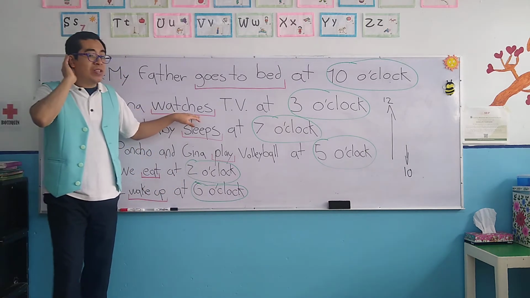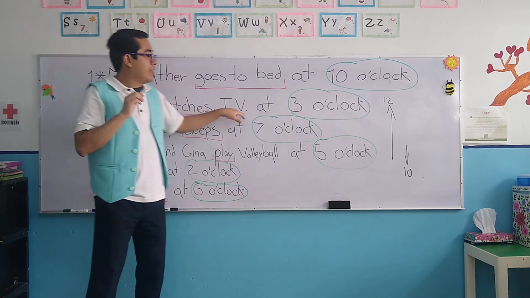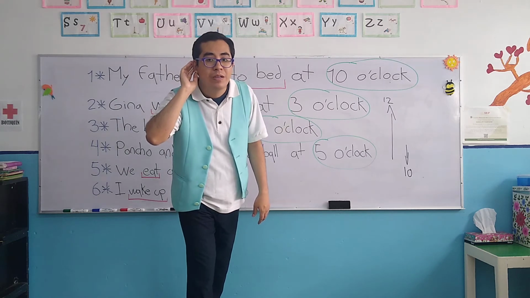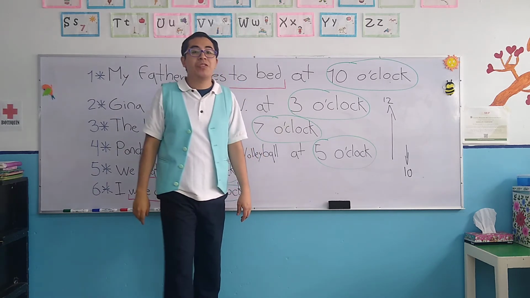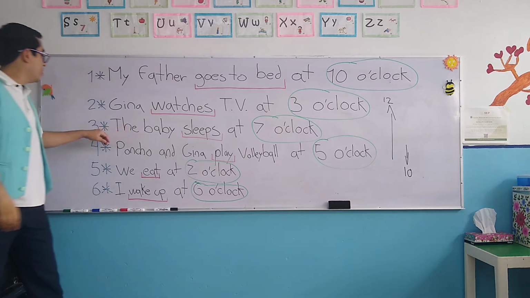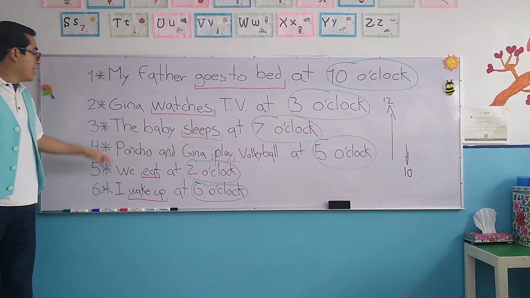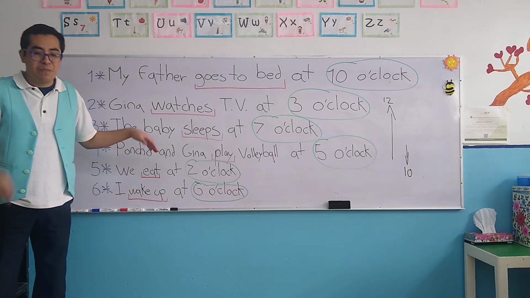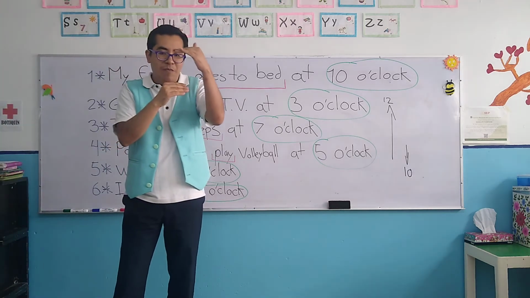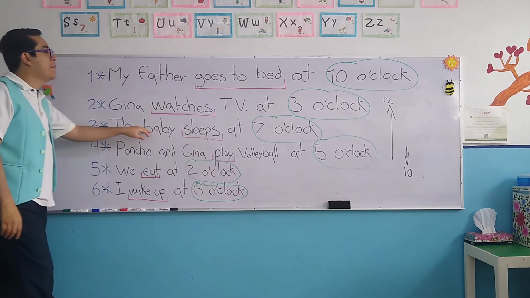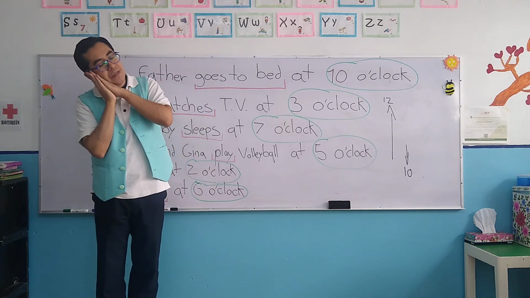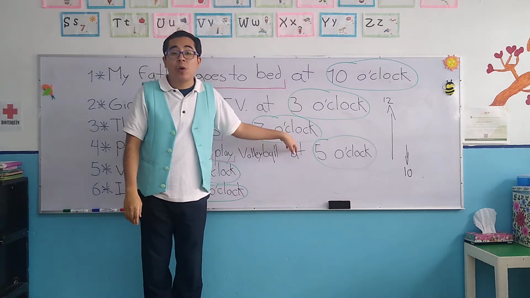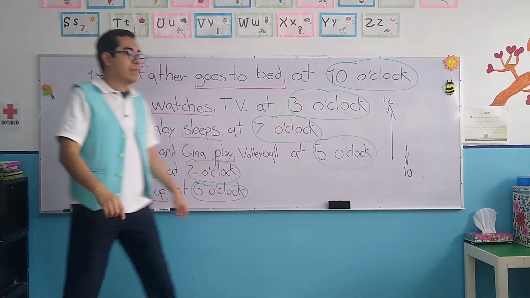Gina watches television at 3 o'clock. Okay, excellent pronunciation. Very good, my children. Let's continue with the sentence number 3. The sentence number 3, it says, the baby, okay, the baby, babies are very small, okay? The baby sleeps at 7 o'clock. One more time.